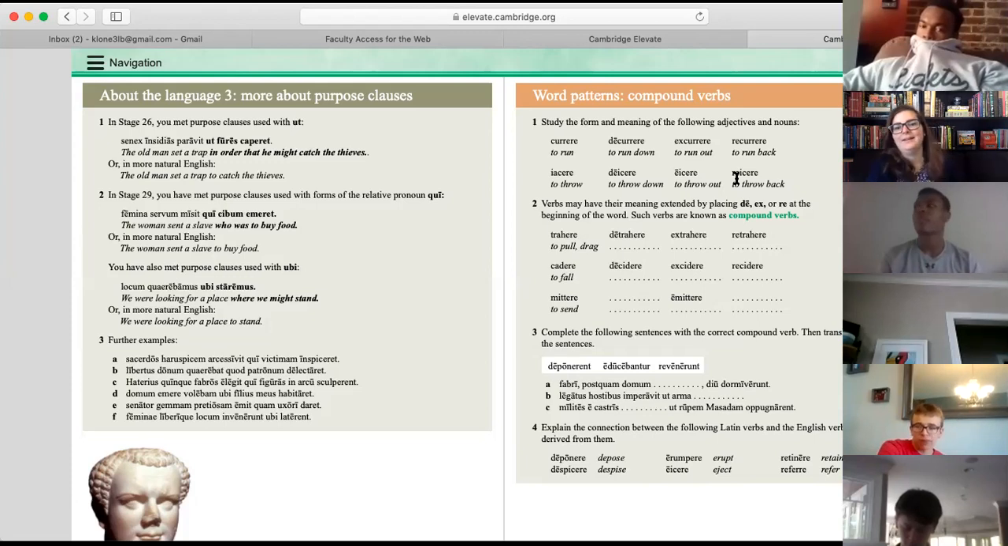Back. Thank you so much. Same thing with cadere, which means to fall. Decidere means to fall down. Excidere means to fall out. And recidere means to fall back. Mittere, to send. Demittere means to send down.